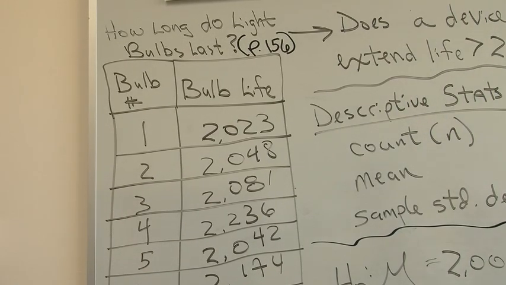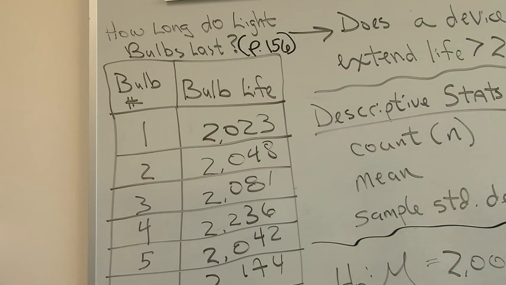Okay, so earlier I took you through the textbook and the 7-step hypothesis testing process that the author introduced us to in chapter 9, and we went through it with this light bulb example on pages 155 and 156. Now we're going to look at it on the whiteboard in a slightly different fashion.